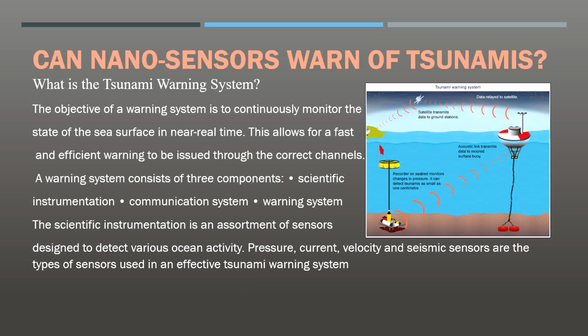A warning system consists of three components: scientific instrumentation, communication system, and warning system. First, the scientific instrumentation is an assortment of sensors designed to detect various ocean activity. Pressure, current velocity, and seismic sensors are the types of sensors used in an effective tsunami warning system.